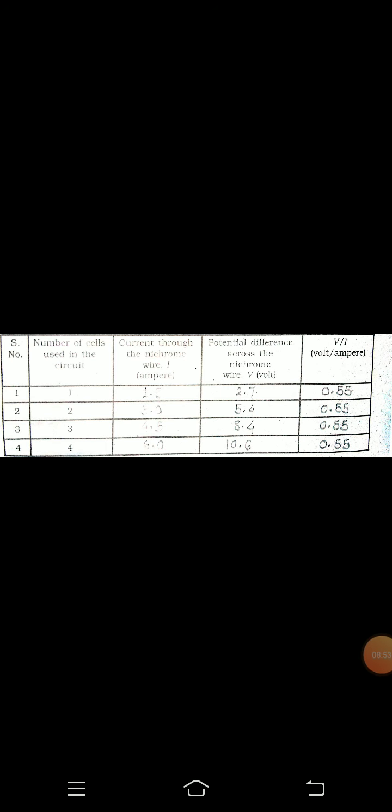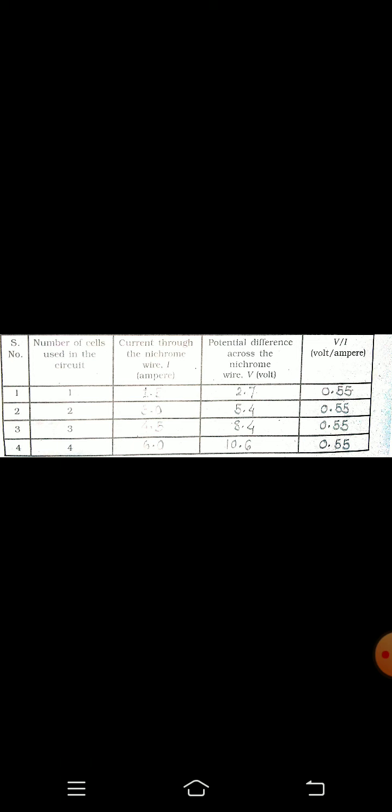This way the table for readings is given. In the first column is the serial number, the second column is the number of cells used in the circuit, then the current I, the potential difference V, and then V divided by I. Now you see here the second column, the number of cells used in the circuit. Now see the first row in which 1 is written. This means we are using one cell.